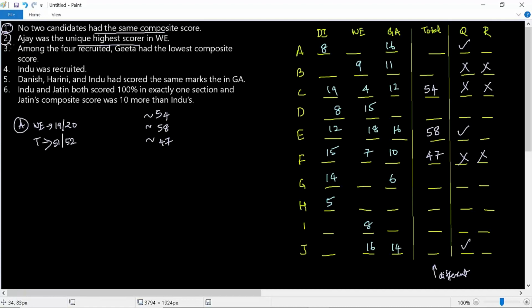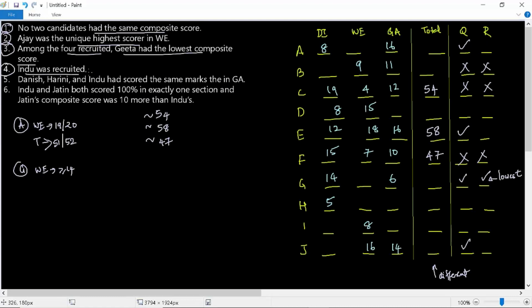Alright, let's look at the third one. Among the 4 recruited, Geeta had the lowest composite score. A couple of things. Geeta is recruited, which means Geeta has qualified, and this is the lowest composite score. And therefore whatever the score here is has to be greater than or equal to 14, because we have 14 and 16. So we'll keep that in mind. Another thing is, in Geeta's case, the WE score is greater than or equal to 14, and the total score is the lowest among those people who are recruited, right?